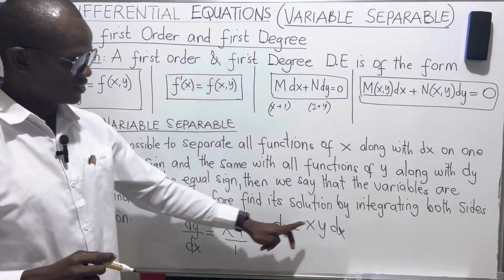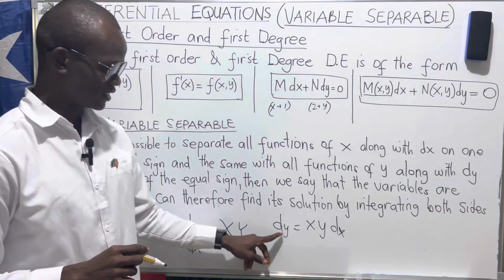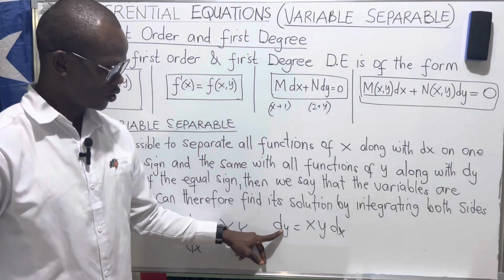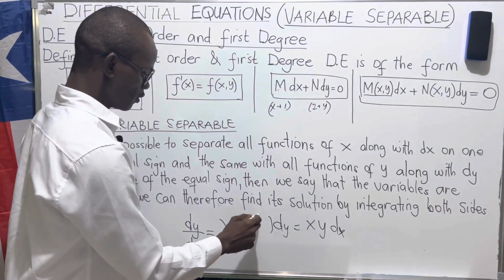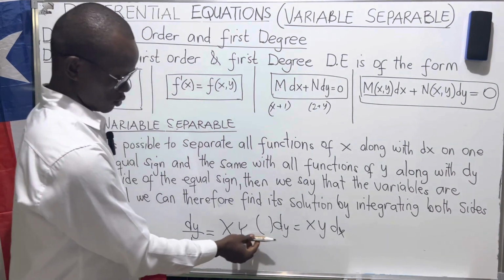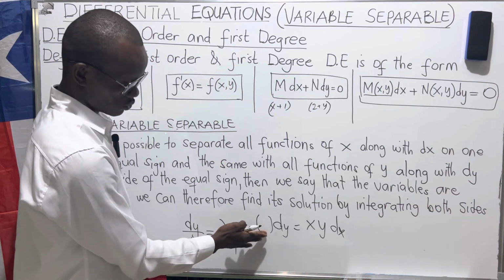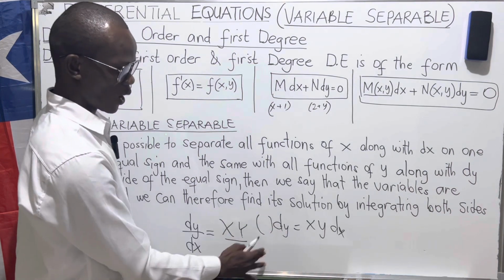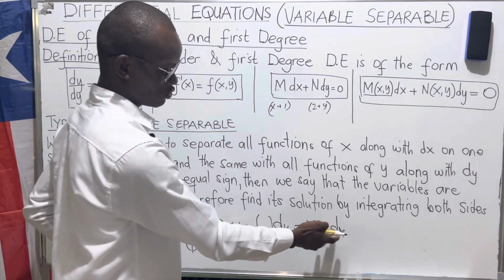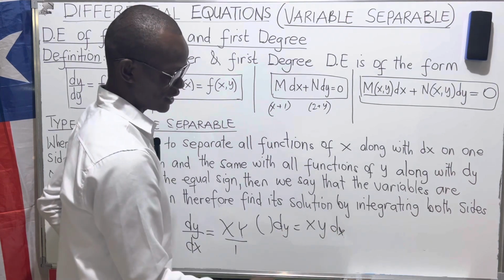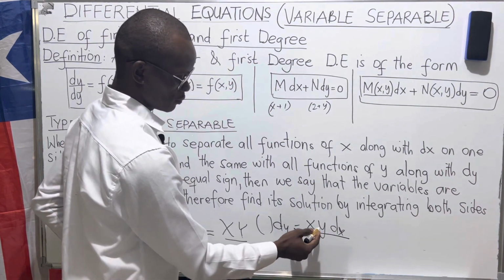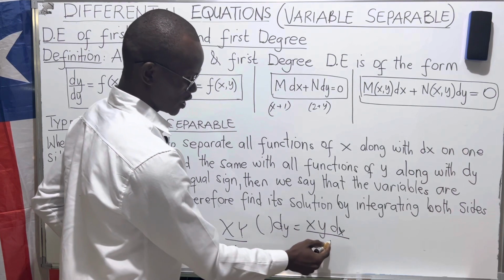Now, since this is the x and this is the y, we need all of the variables that should be attached to this dy to be in y, and all of the variables that should be attached to this dx to be in x. So to do that, since we need x here, we maintain this x, we get rid of this y.